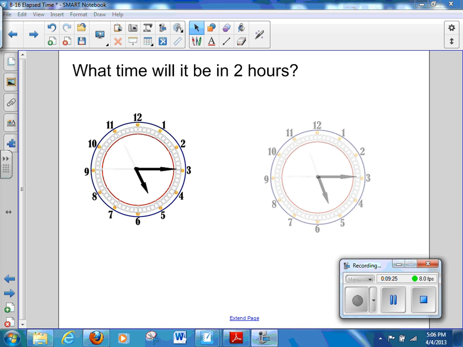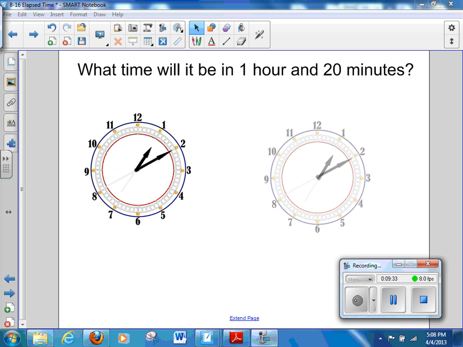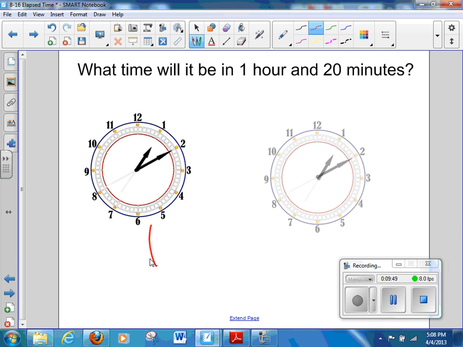2 new clocks. What time will it be in 2 hours? Push pause. Our clocks have been adjusted, but so has our question. What time will it be in 1 hour and 20 minutes? Oh, now I have to change the hour and the minutes. I'll leave the clock on the left just as it is, and I'll move the clock on the right.